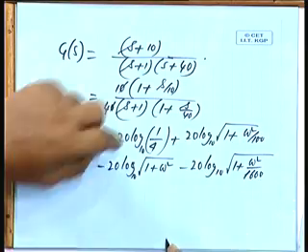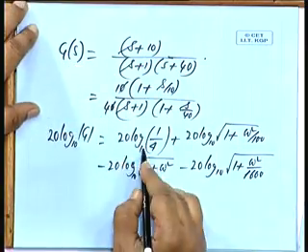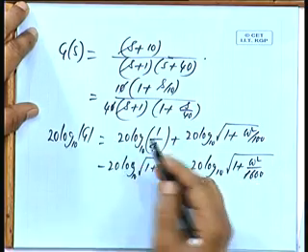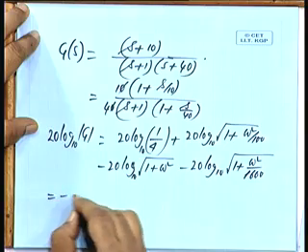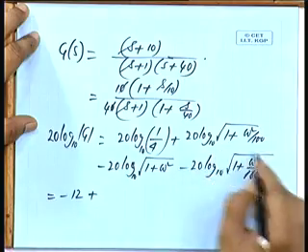Once again, you take term by term these quantities. 20 log of 1 by 4, how much is it? Log of 1 by 4 means minus log of 4, log of 4 is 0.6. So, 0.6 into 20, it will be minus 12 dB. This will be minus 12 dB plus the other terms.